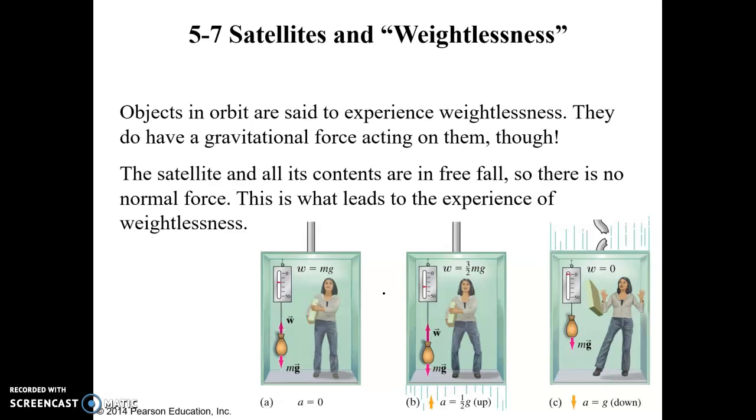Okay, this should be the last Chapter 5 video. We've just got a couple things to wrap up here. One is the idea of weightlessness, or how things moving around us can give the appearance of additional or less gravity.